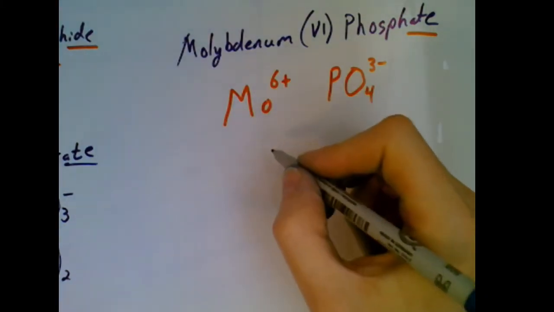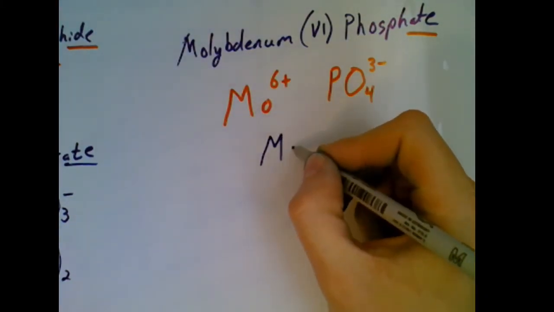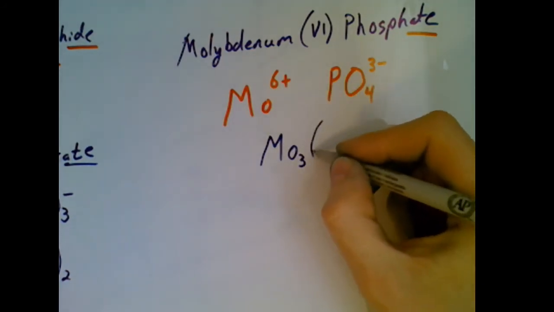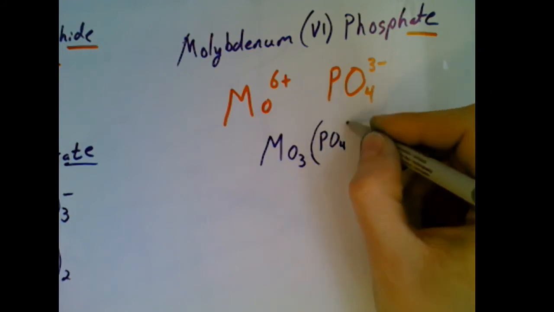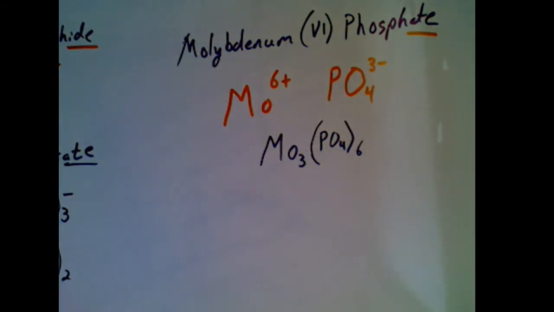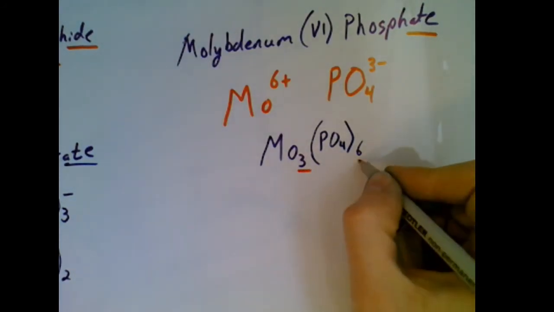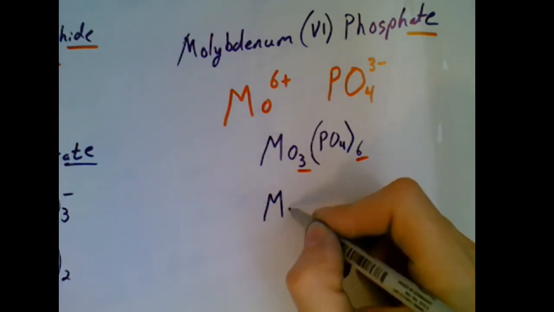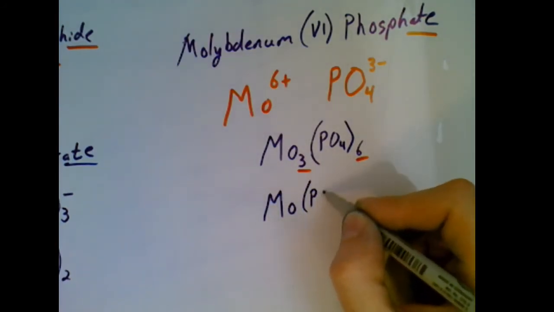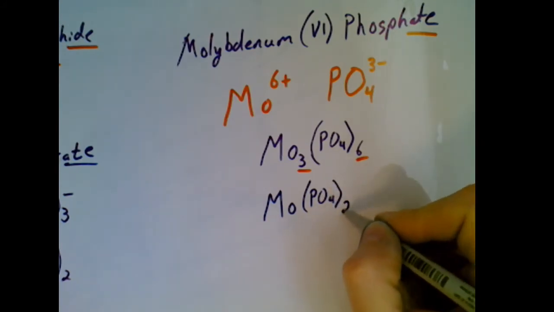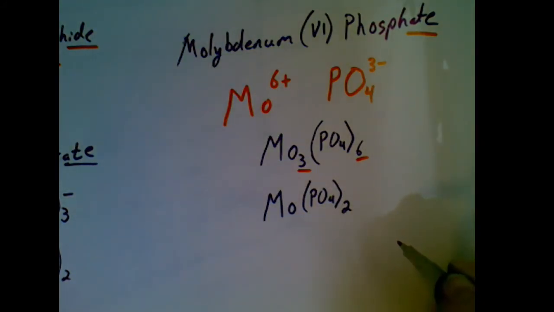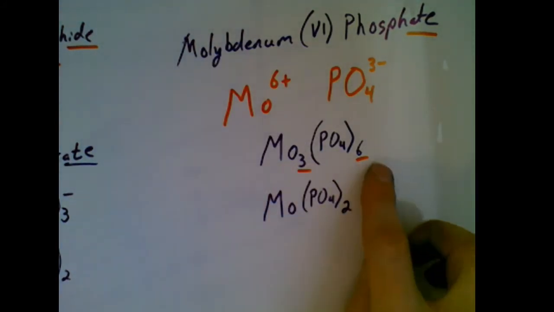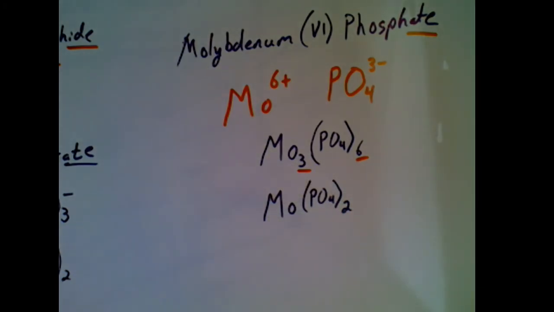So let's swap and drop this. You end up getting Mo3, and I'm going to need 6 phosphates. So bracket PO4 bracket 6. Now, I'm not done yet because you notice I have a 3 and I have a 6. I can reduce this so it becomes MoPO4 2. And that's how we end up working with these. Remember, I had to reduce it to the lowest term, so I divided each one by 3. That's how I got to this value here.